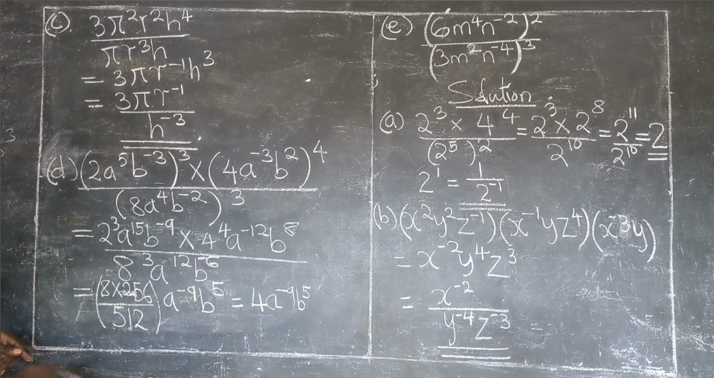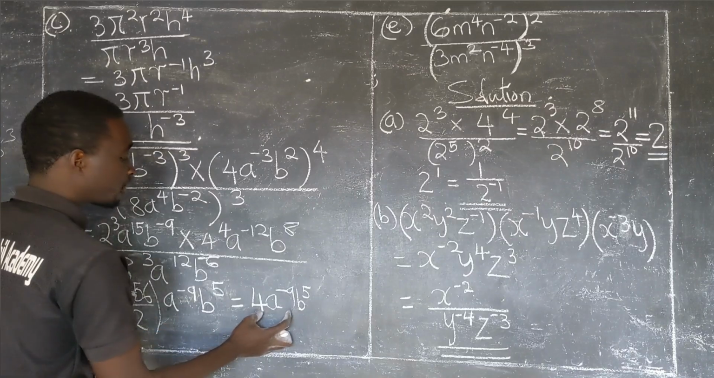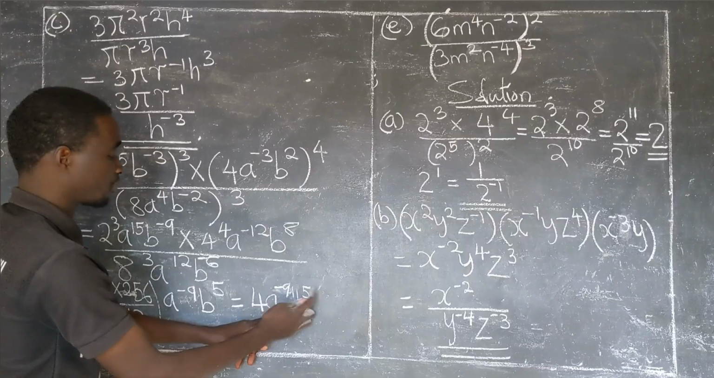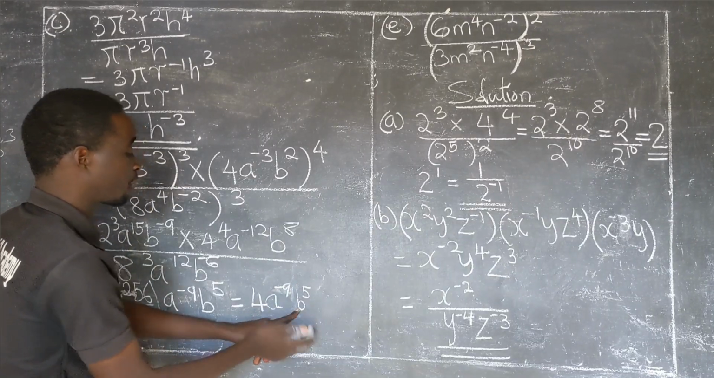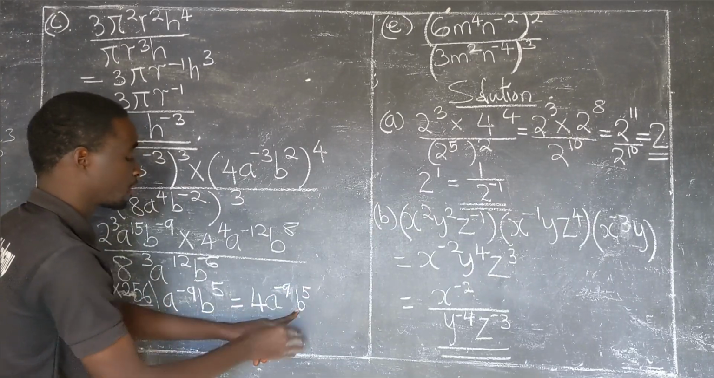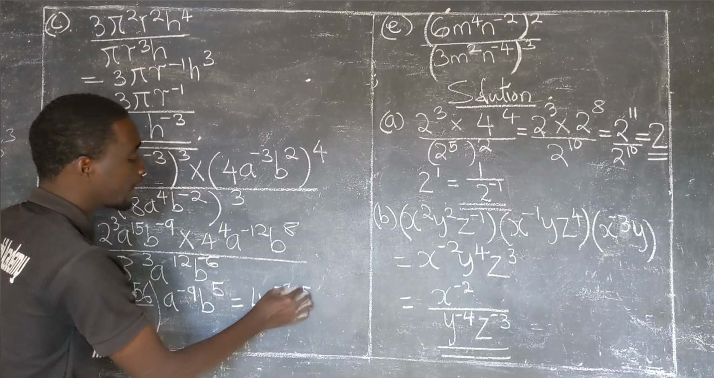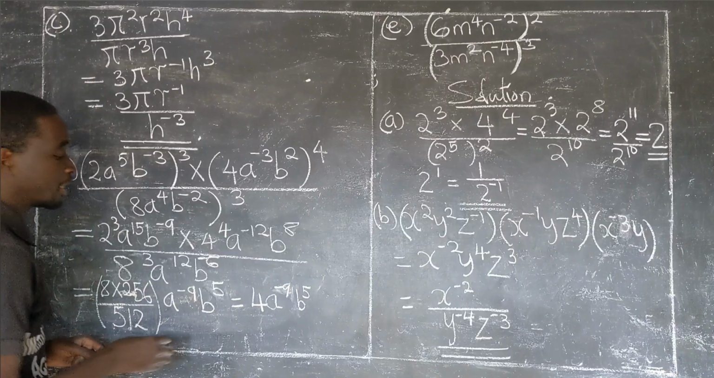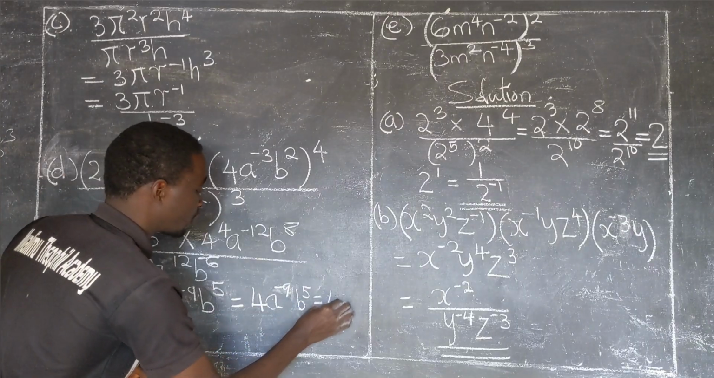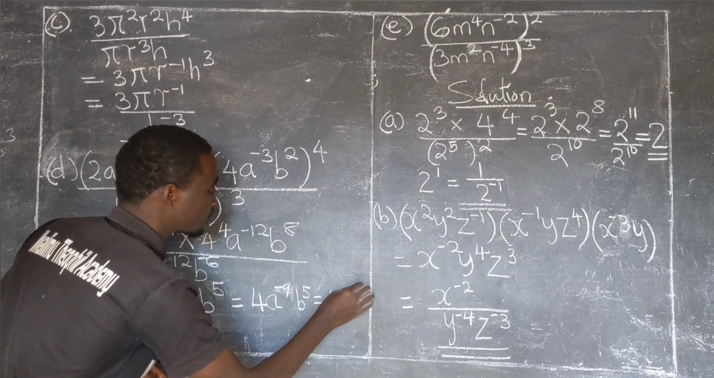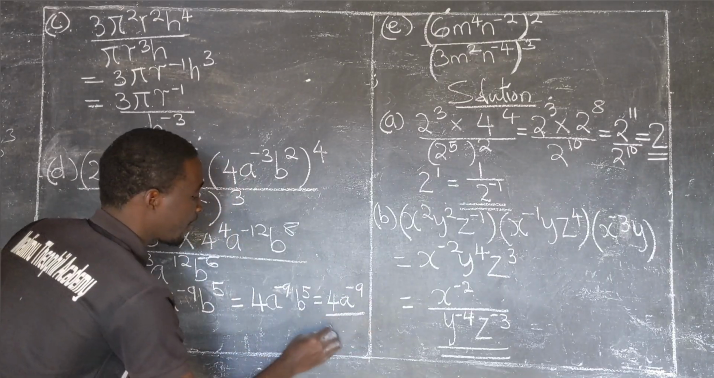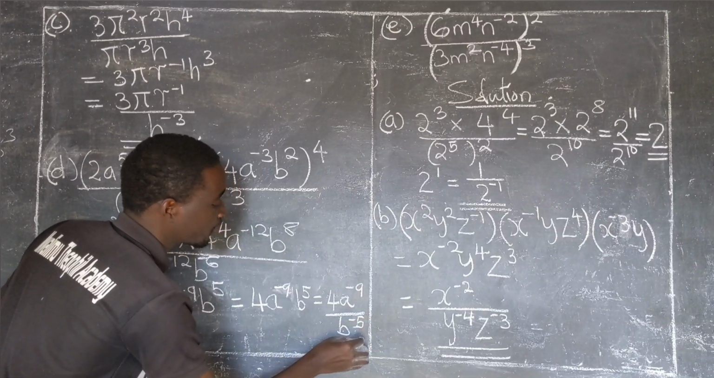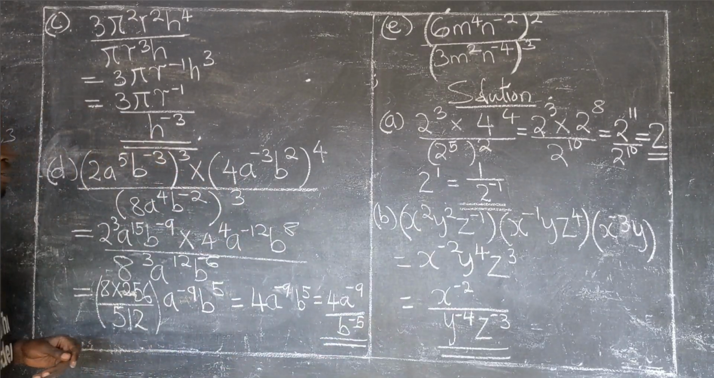But remember, the instruction in the question was to express the final answer having negative exponents. Now, A raised to negative 9 is correct, but to write B raised to 5 according to the instruction would not be correct. So we reciprocate this B raised to 5 to make it have a negative exponent. Now the final answer becomes 4 A raised to negative 9 divided by B raised to negative 5, this way. And this is the final answer.